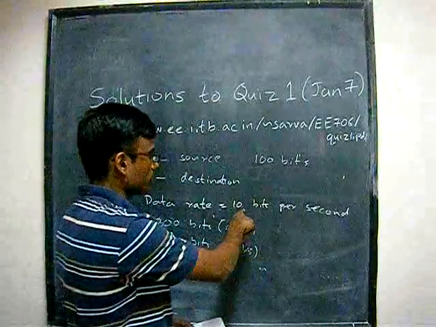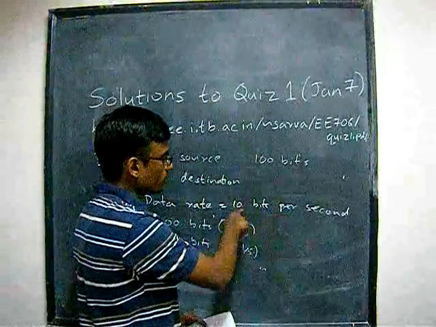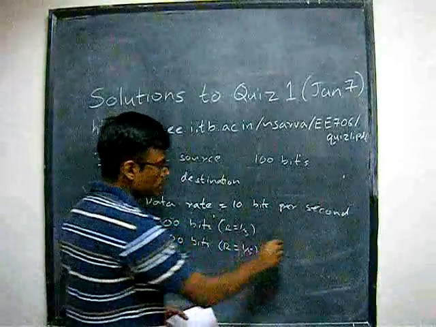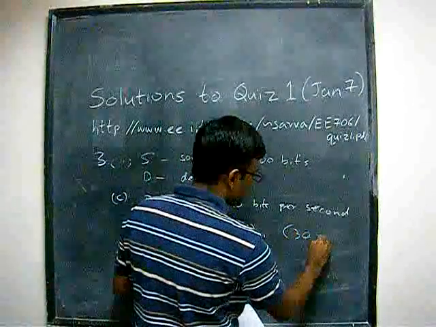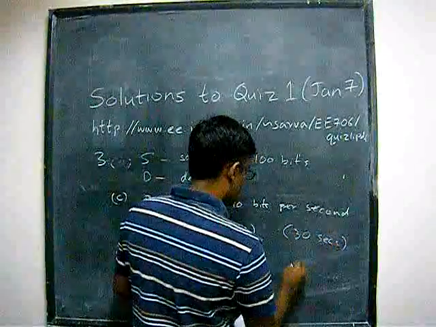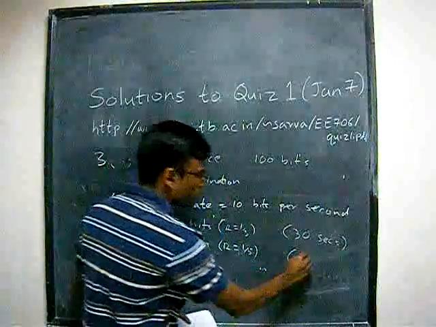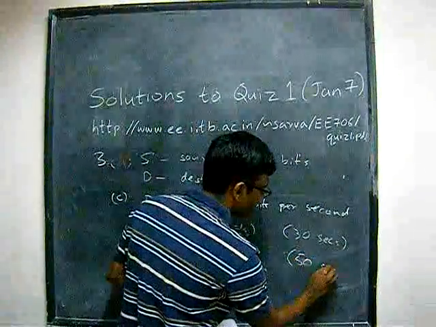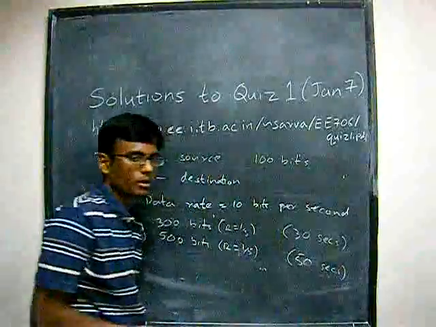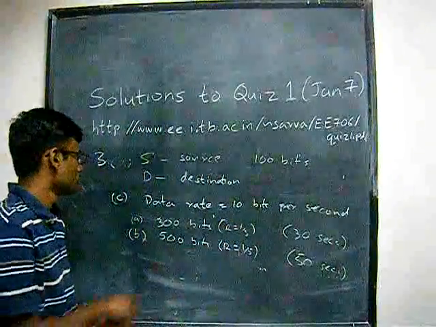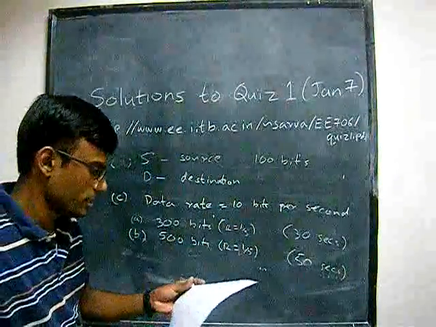So if it takes 1 second to send 10 bits, to send 300 bits it will take 30 seconds. And similarly, to send 500 bits it will take 50 seconds. So those are the answers for 3C.